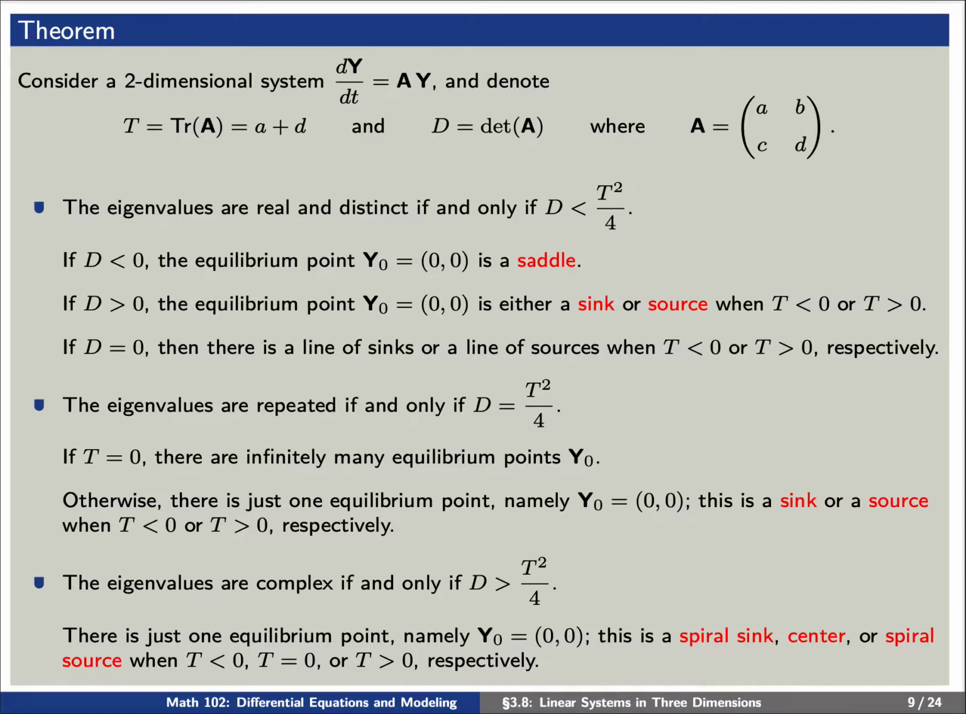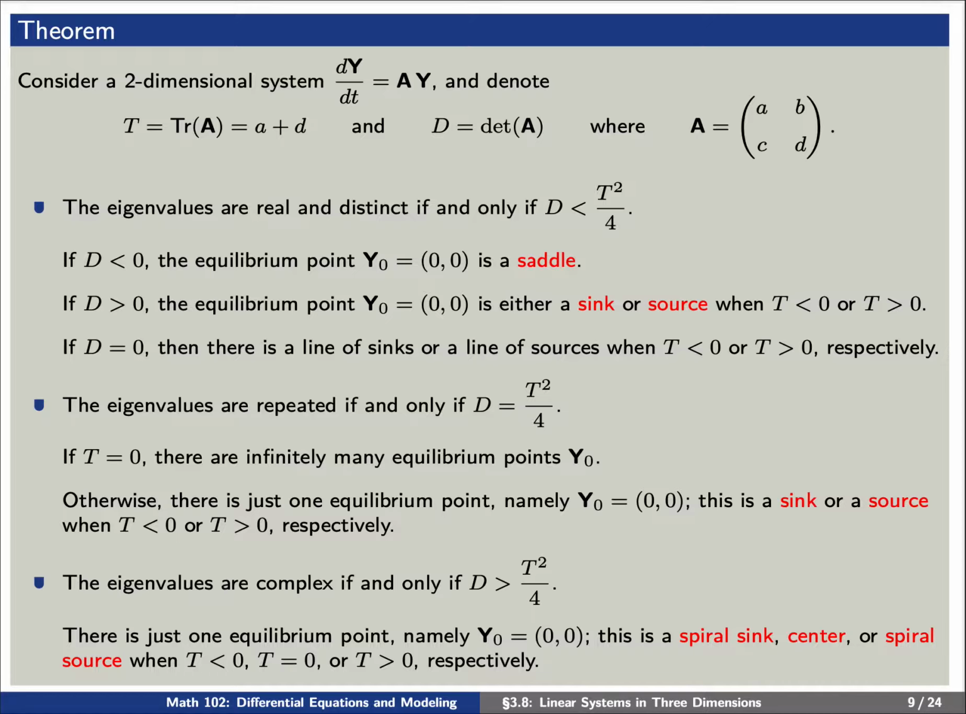Here's our main result. Say that we have a two-dimensional system dy/dt equals A times y in terms of a 2 by 2 matrix A with constant coefficients. We'll define capital T as the trace of A and capital D as the determinant of A. We have three cases to consider.